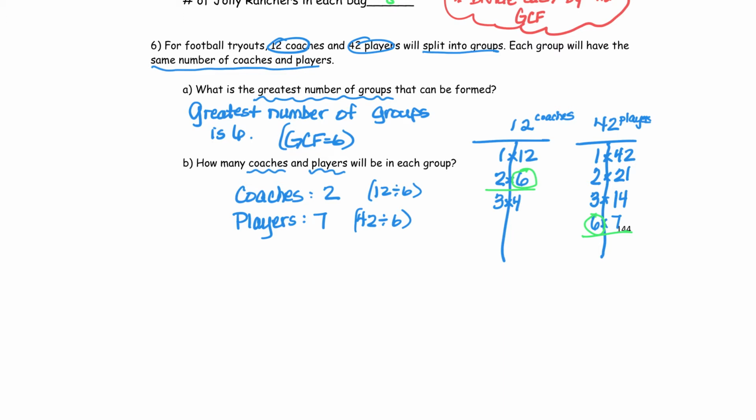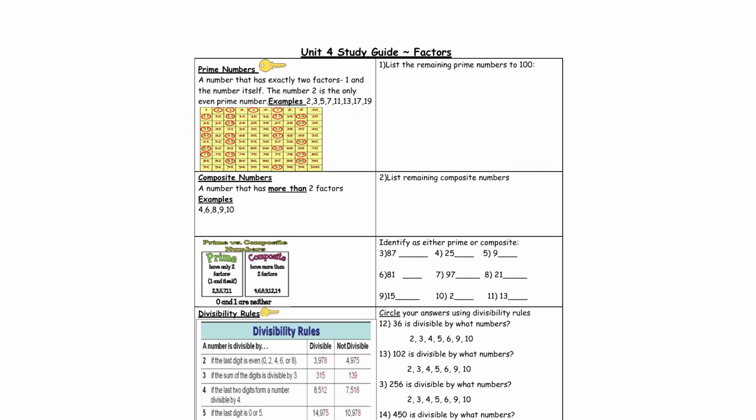Let's take a look and see what's on today's agenda. For our Unit 4 study guide for factors, we're going to review a couple of the concepts that we've been working on in this unit. The first thing is prime numbers, a number that has exactly 2 factors, 1 and the number itself. The number 2 is the only even prime number. So if you look at this chart that's given here, those are the prime numbers. So what you're going to do for number 1 is list the prime numbers to 100.